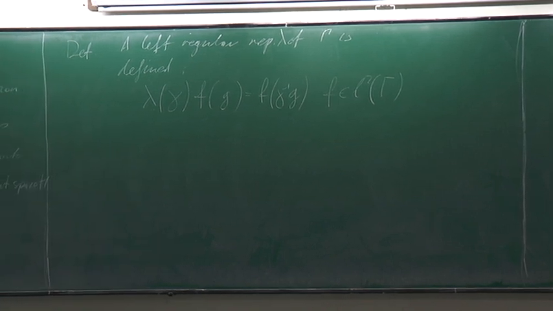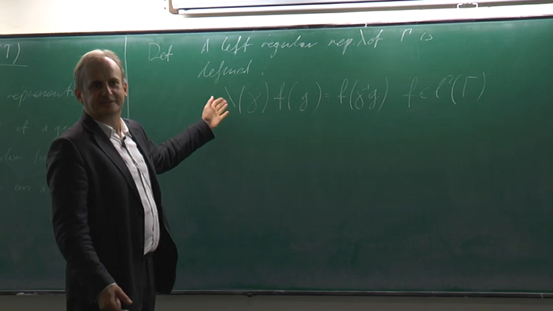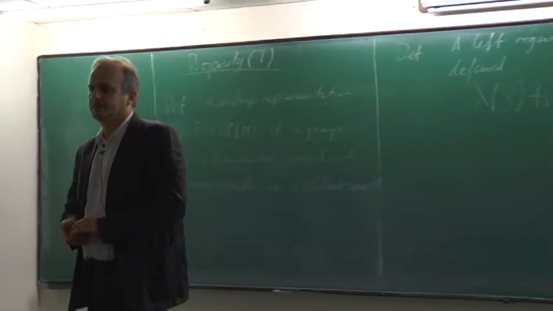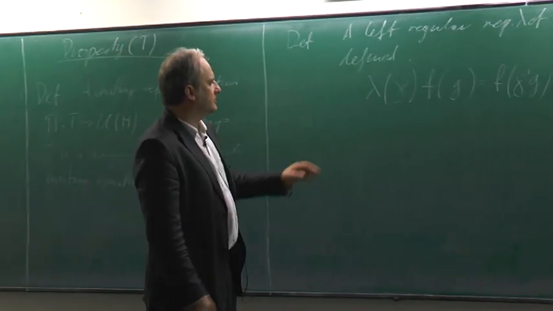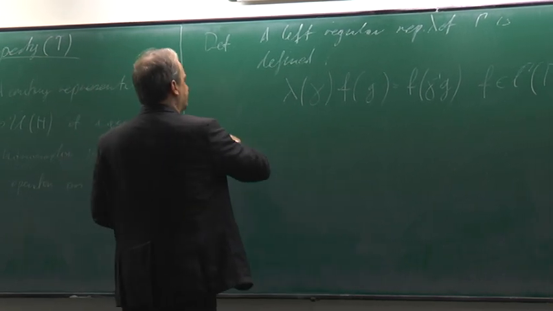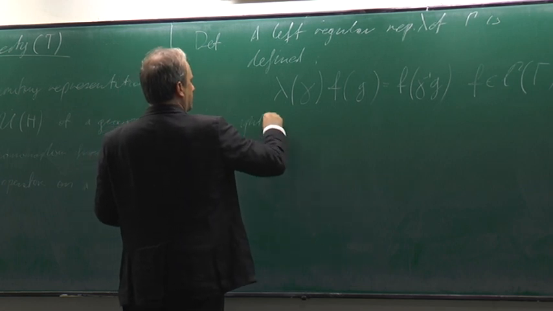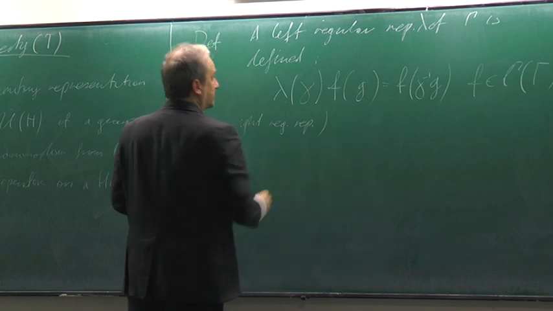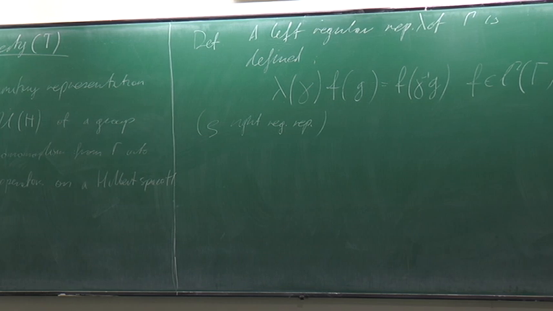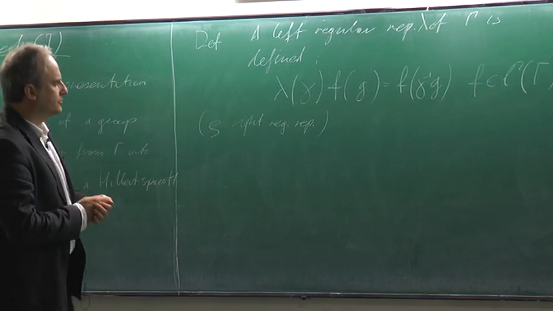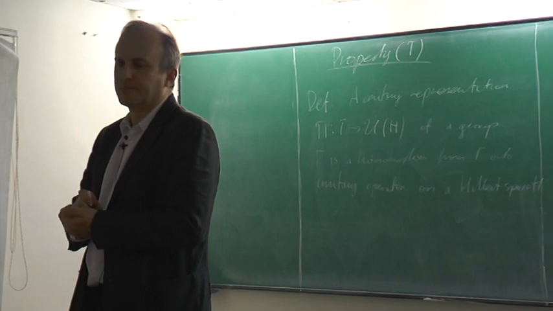It's usually denoted by the Greek letter lambda. It's the left regular representation, and similarly one can define the right regular representation, which is usually denoted by rho. Of course there is also another example, the trivial representation, the identity.